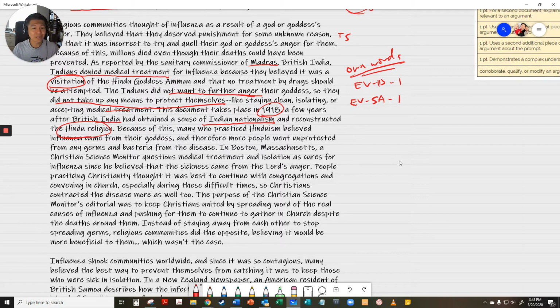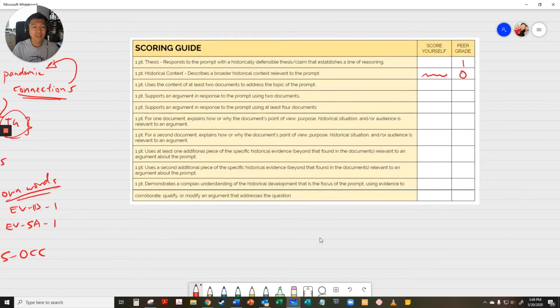So this itself, because of this and the influence of religion, they became much more unprotected. So this here is a correct example of sourcing using occasion. This is fantastic, by the way. Again, it's the easiest way to do. And according to this particular rubric, what that means is you have now sourced one document, in this case, using the historical situation, and that's a second point, just like that.